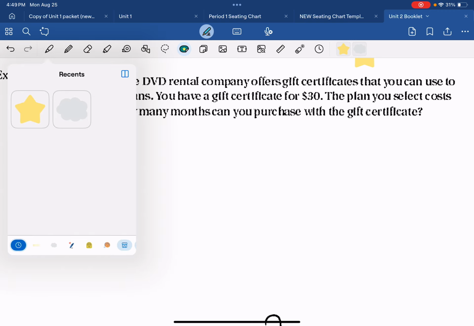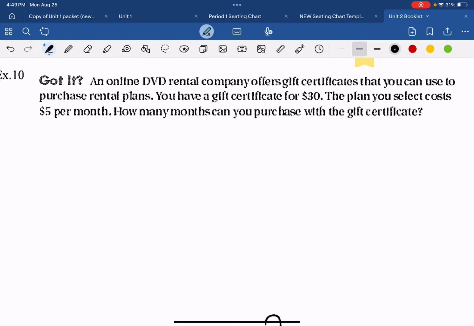So anytime we have a word problem, let's start by defining our variable, okay? So it says how many months can you purchase with a gift certificate? More often than not, the variable can be found in that question. So what am I asking you to find? I'm asking you to find the number of months. So let's let m equal number of months.